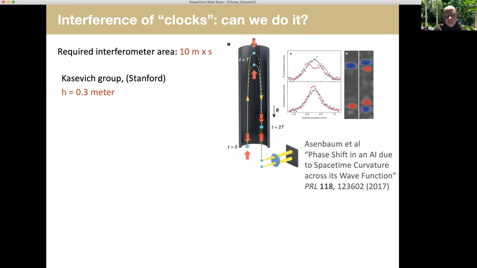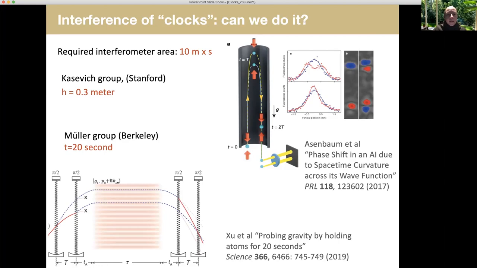In the group of Mark Kasevich at Stanford, they have a well-documented superposition size of some 30 centimeters, I think with cesium atoms in their case. And in a different type of interferometer, so that's important, in the group of Holger Müller in Berkeley, they could hold atoms in a coherent spatial superposition for some 20 seconds. And so from our perspective, ideally one would combine the two.